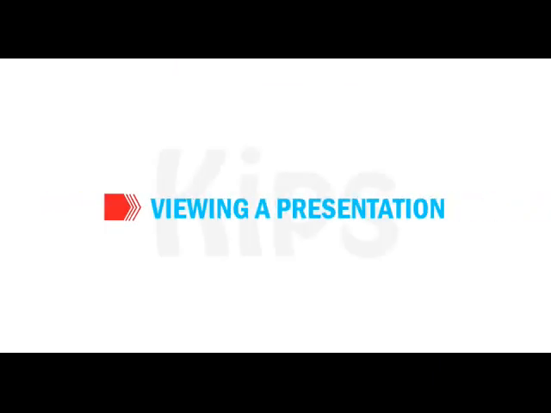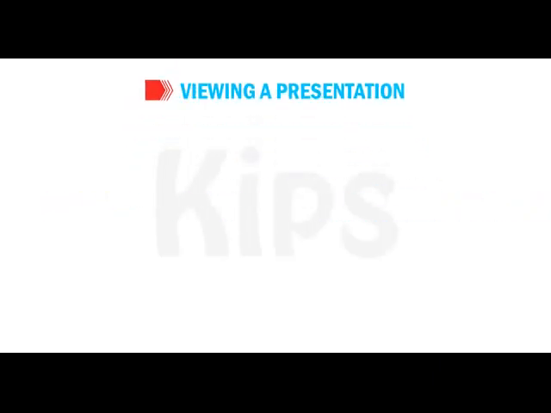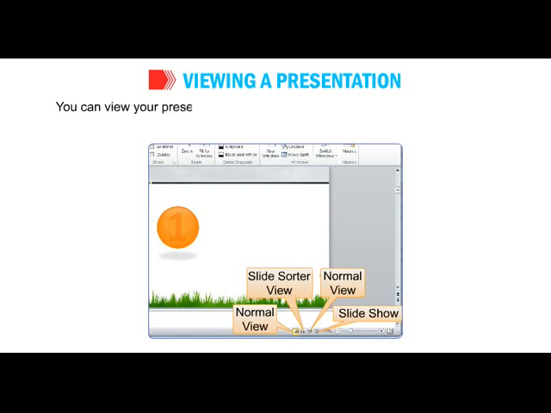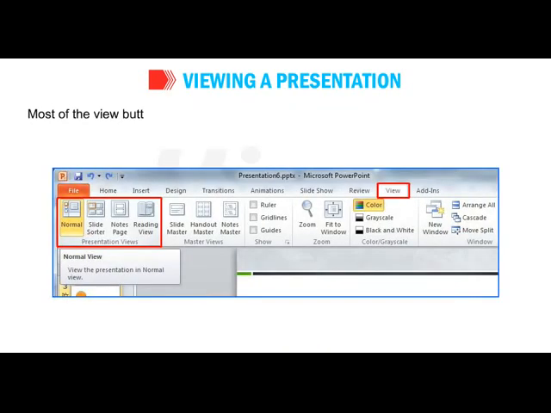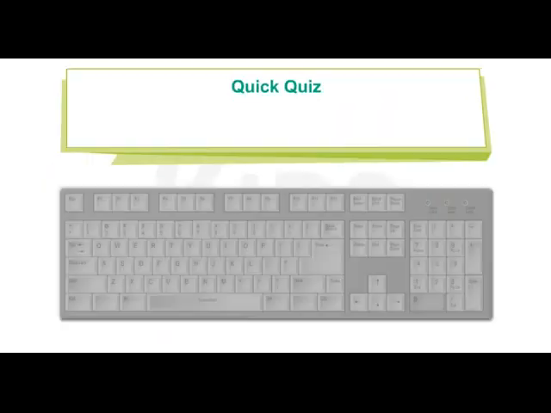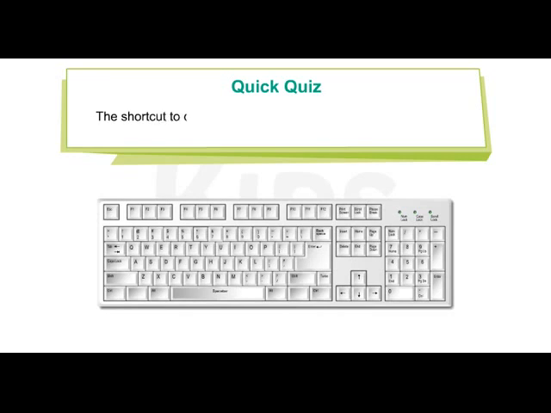Let us learn about viewing a presentation. You can view your presentation in different formats such as Normal View, Slide Sorter View, and Slideshow. Most of the view buttons are available in the Presentation Views group on the View tab. By default, a user always works in Normal View. Let me quickly tell you that the shortcut to open a presentation is the Ctrl+O key combination.